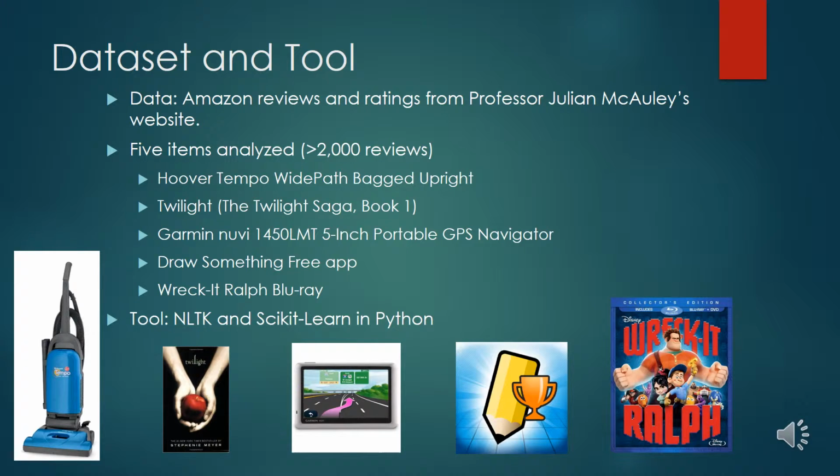The first item is a Hoover Tempo Wide Path Bagged Upright, which is pretty much just a Hoover vacuum. The second is the first Twilight book. The third is a Garmin Nuvi GPS navigator, just a standard GPS navigator. The fourth is the Draw Something app, and finally the fifth is the Wreck-It Ralph Blu-ray. The tool I will be using is Python, and I'll be using the packages NLTK and Scikit-learn.